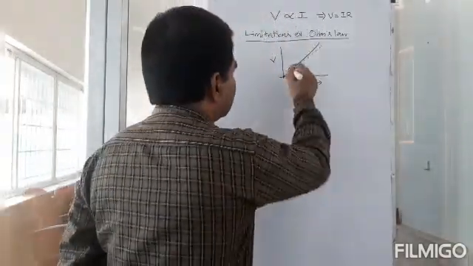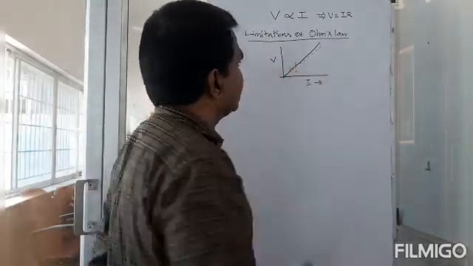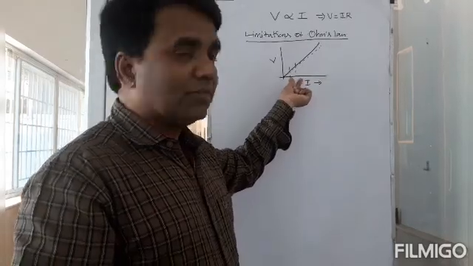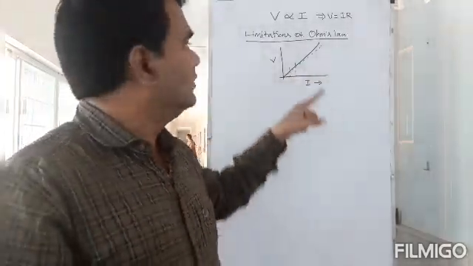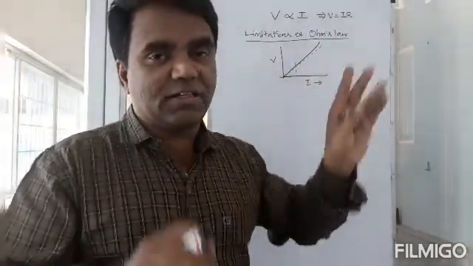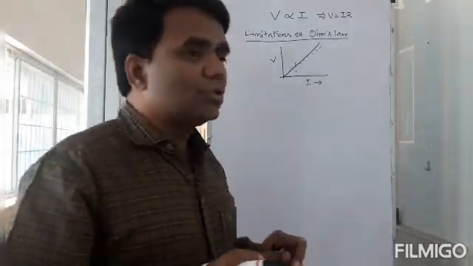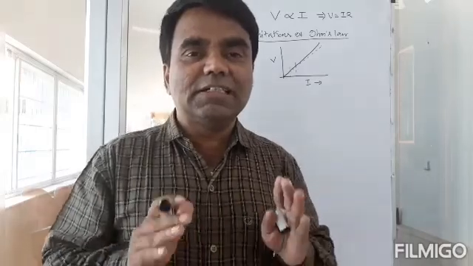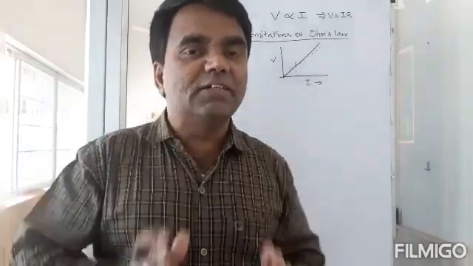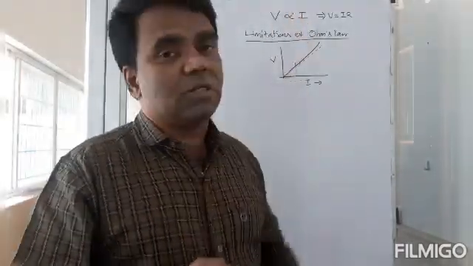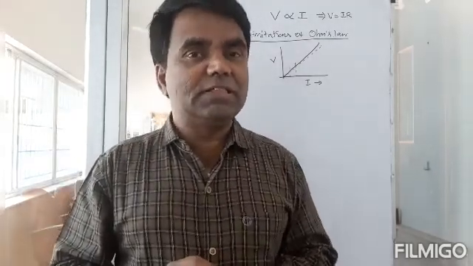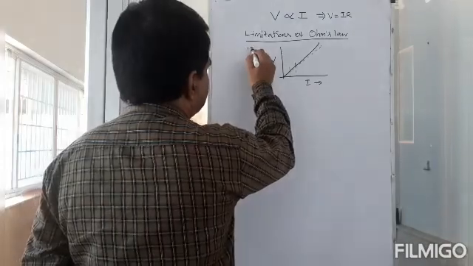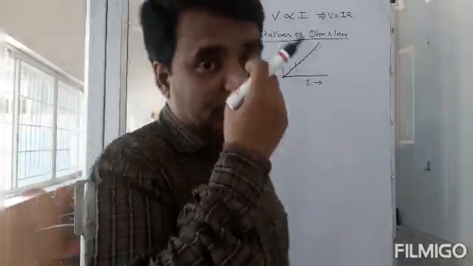But within a limited range, you can use this law, V is equal to IR. Within a certain range of currents, you can treat this curve as a straight line. So Ohm's law works for the most part, but we don't have a strict adherence to this law when we use conductors. So that is one of the limitations of Ohm's law. This is what happens in the case of conductors.